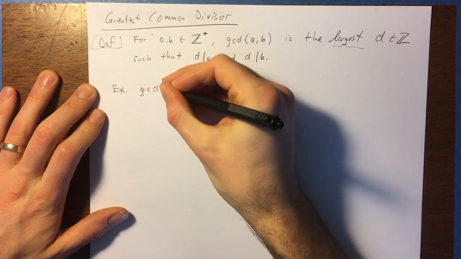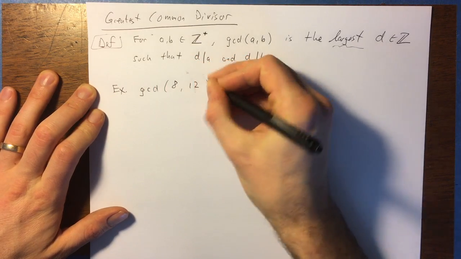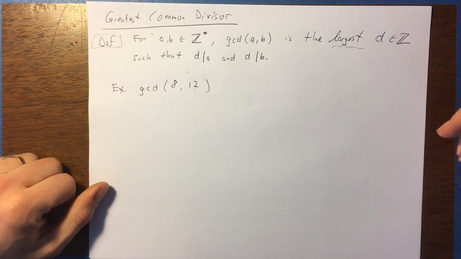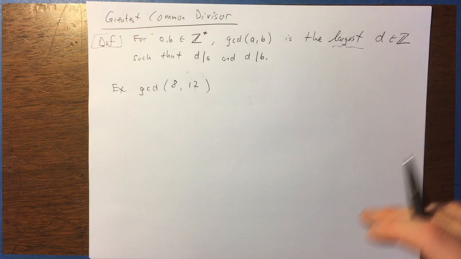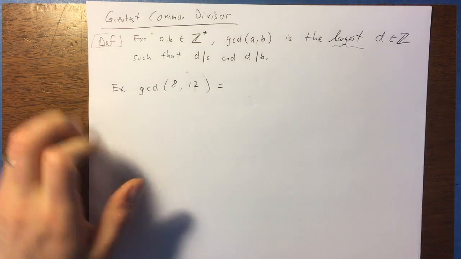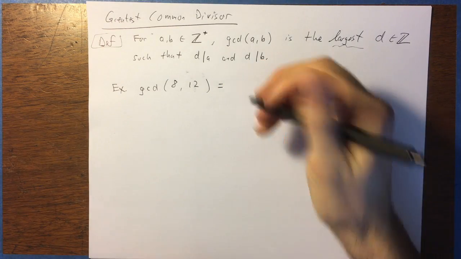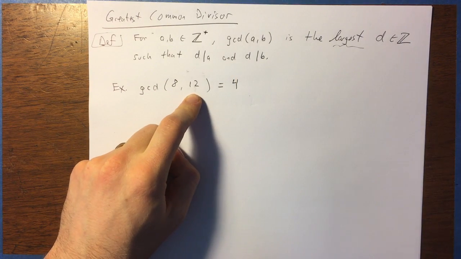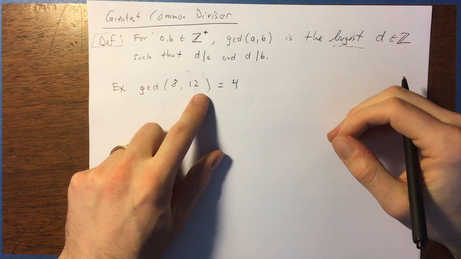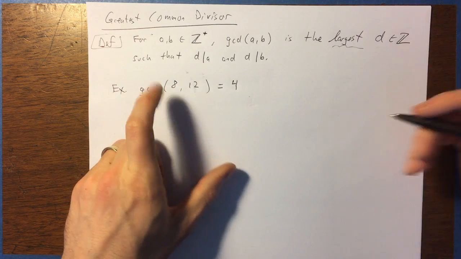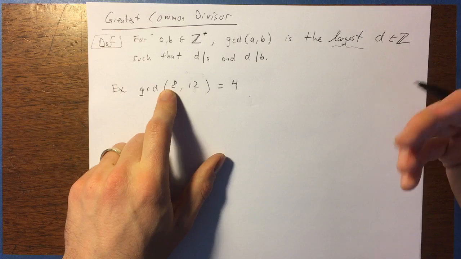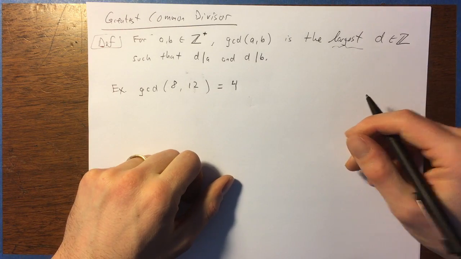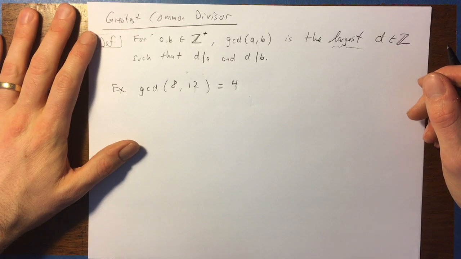What is the GCD of 8 and 12? Well, 8 and 12 are both even numbers, right? So 2 is a common divisor of 8 and 12, but 2 is not the greatest common divisor. Actually, 4 is the greatest common divisor. 4 divides 8 and 4 divides 12, and there is no number larger than 4 that divides both 8 and 12. So 6 doesn't divide 8, but it does divide 12. 8 divides 8, but 8 doesn't divide 12. And that's as far as you bother checking.